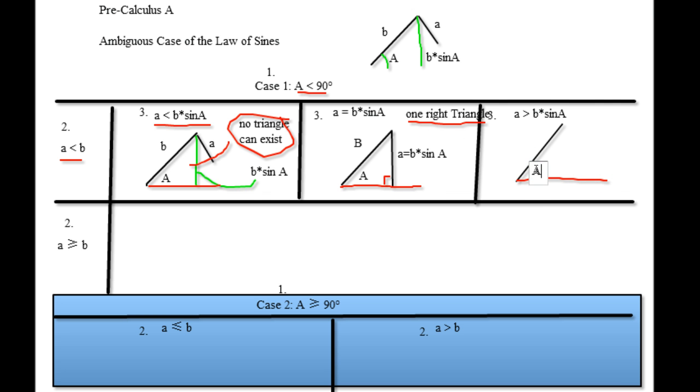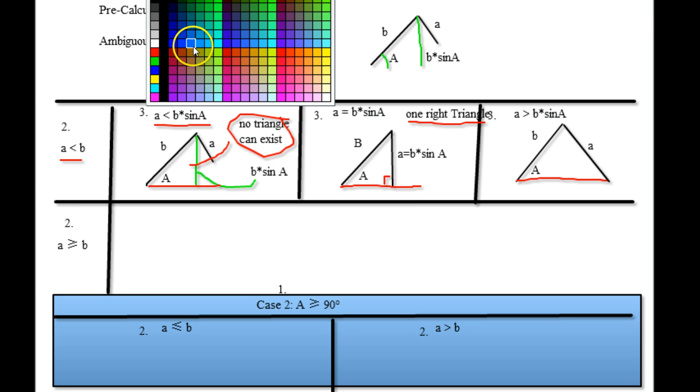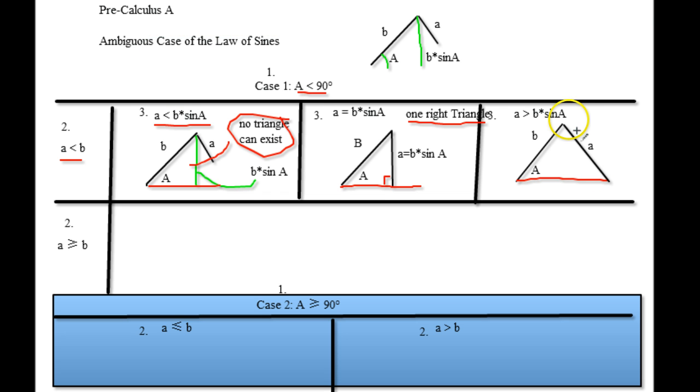Alright, so this is angle A. This is side B. Oops. This is side A. Oh, and let's change this back to green. Alright, and then once again, this is B. Now this is not exactly drawn to scale. B times the sine of A.